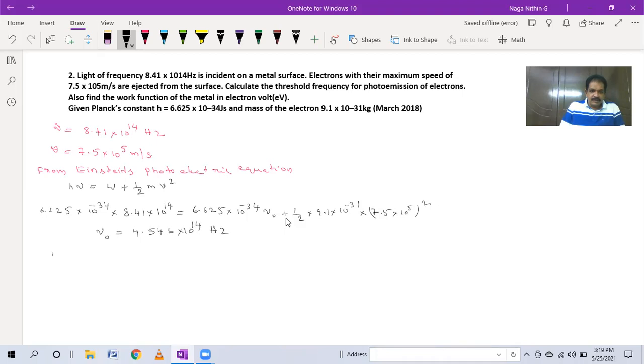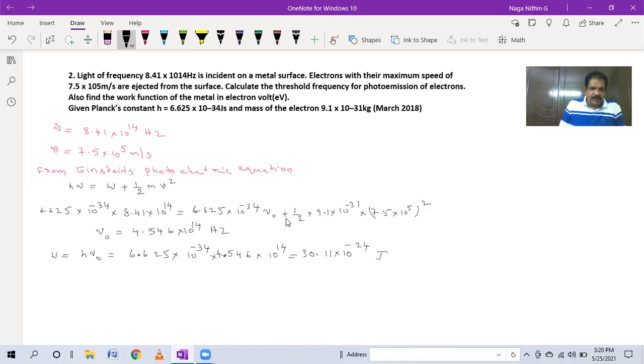And work function they are asking. W is equal to H nu naught, 6.625 into 10 power minus 34 into 4.546 into 10 power 14. Multiply these two, 6.625 into 4.546, how much? Approximately around this value, 30.11 into 10 power minus 24 joules.